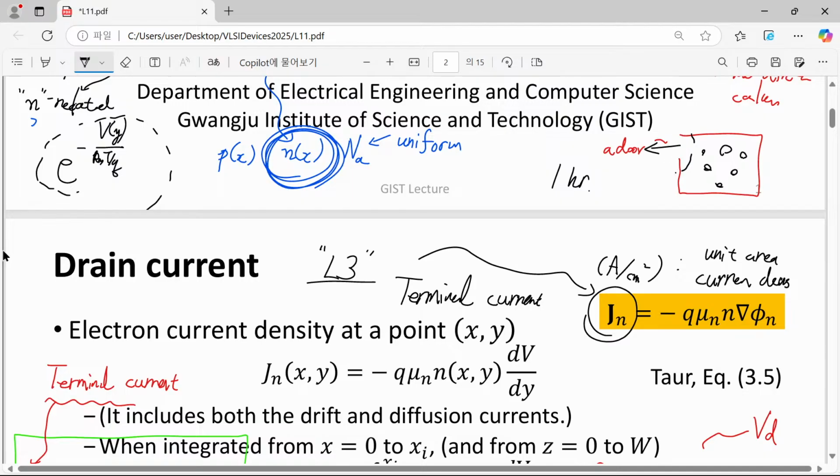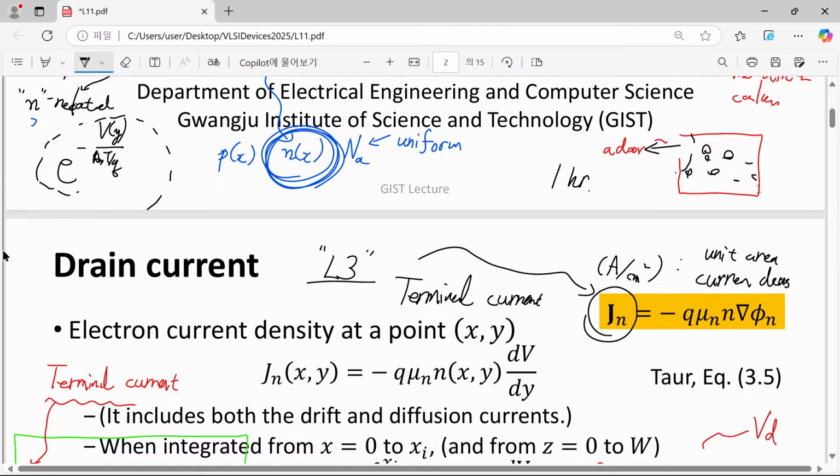For example, let's say that this room is completely empty. Then after 1 hour, what will happen? There will be no outgoing flux from this empty room. Instead, let's say that this room is full of students. Then what will happen? After 1 hour, there will be so many students escaping from this lecture room.